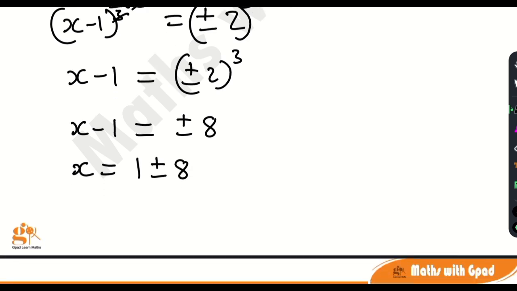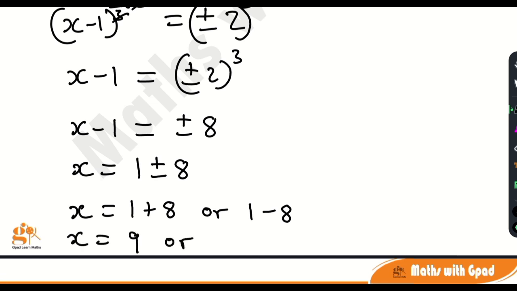So what does this mean? X is equal to what? 1 plus 8 or 1 minus 8 because of the plus or minus here. Now x is equal to, what is 1 plus 8? That's 9. Or what is 1 minus 8? That's what? Negative 7. Now these are the values of x that will satisfy the equation. But let's test if these two values truly satisfy the equation.